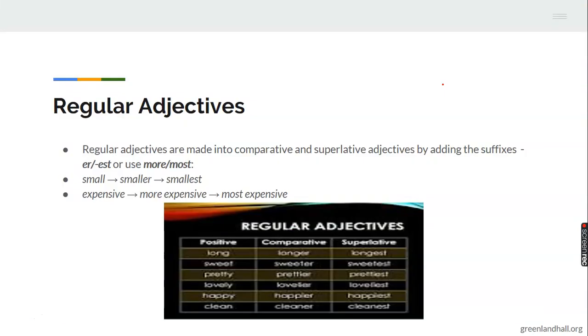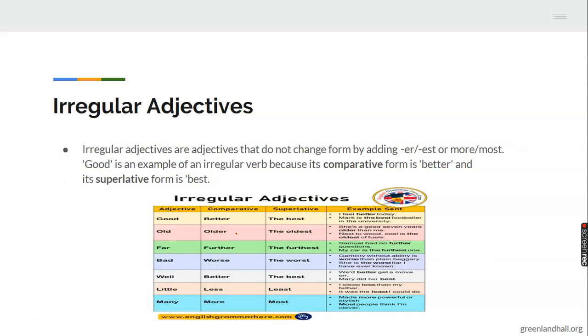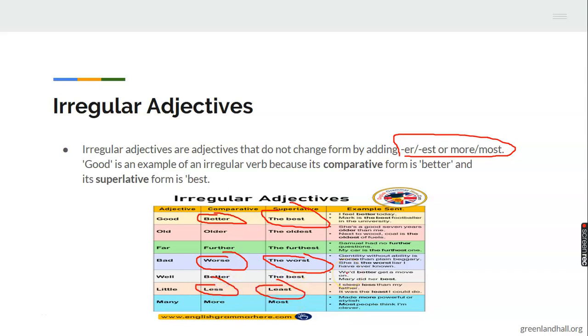And like I was saying at that time, the regular now. Regular is formed by adding -er or -est. And most times they use more or most to form their comparative and superlative. And you can see long here: long, longer, longest. You can see sweet, sweeter, sweetest. Lovely, lovelier, loveliest. These are regular adjectives. But when you have the irregular ones, their comparative and superlative are not formed the conventional way. They are not formed by adding any of these. They are formed irregularly, that is, they are not constant. See, you see good, better, best. You have bad, worse, worst. You have well, you have little, less, least. These are irregular adjectives because they are not formed the usual way.